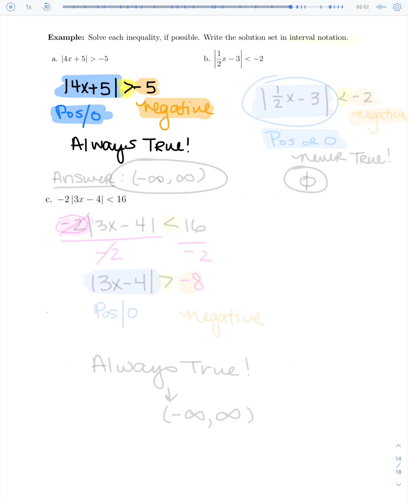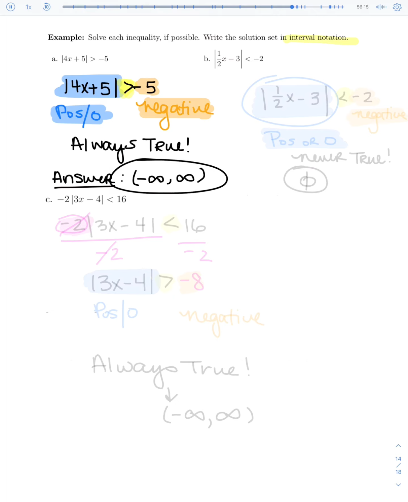And specifically, what they asked for was interval notation. What we're going to try and tell them is it's always true. I can pick any number I want. So what that'll look like for my final answer is negative infinity to positive infinity. And what that basically means is any number in any direction will work.